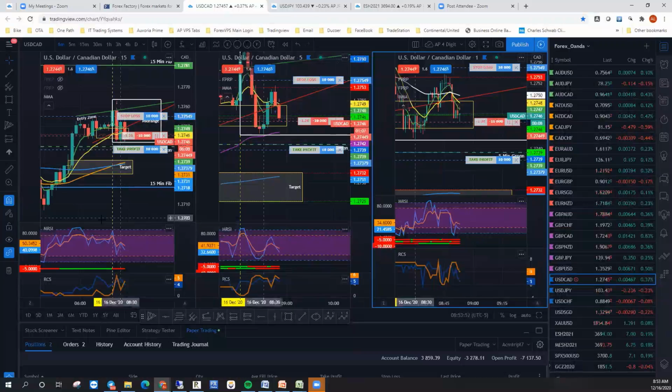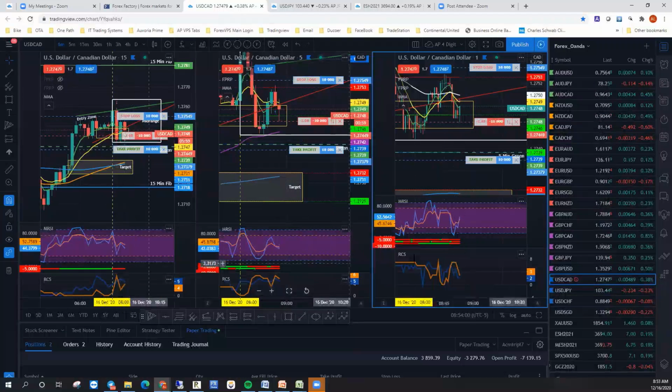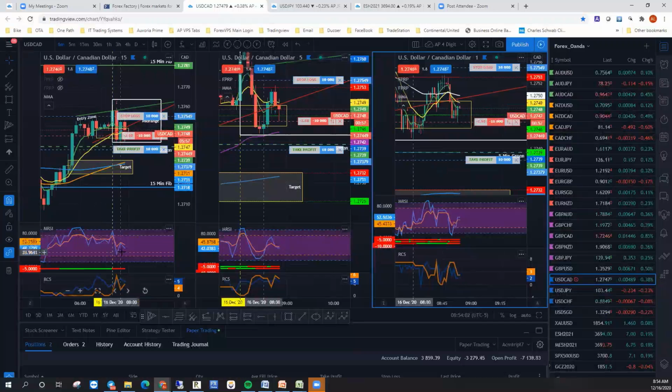We have our RSIs. Right now they're still kind of in the middle. We can see it's 51 and 41. I'd like to see it get below the 40, get a close below the 40. We don't quite have that yet. We did get a close on the 15 minute below the 40 on the 3 minute. And right here, that was right below the 50. So this is still kind of in the middle of the range. So it's still kind of fighting it out.